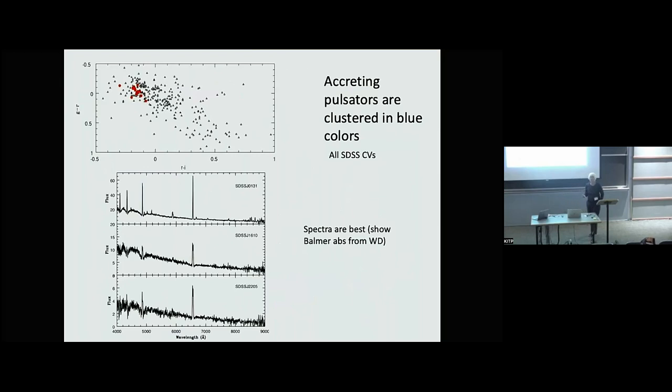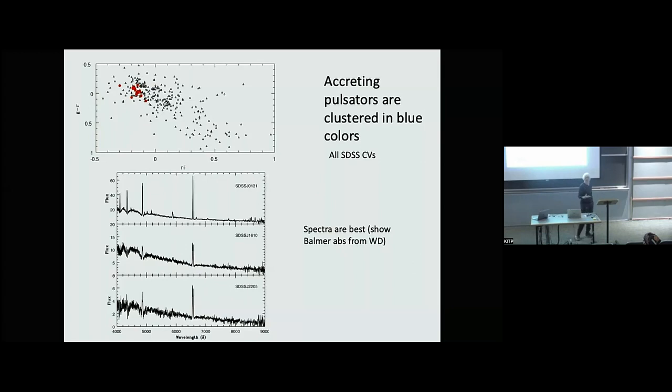So how to find these, that's the problem. Years ago when we did the search for Sloan CVs, I made a plot of where the ones that were known then fell. They're blue in color, but there's a lot of other things that are blue in color. So you'd have to look through a lot of these to find the ones that are pulsating. The clue to which ones are pulsating are the ones that actually show up as a white dwarf in the spectrum. They show the broad absorption around H beta and higher Balmer lines, because that absorption is the white dwarf.